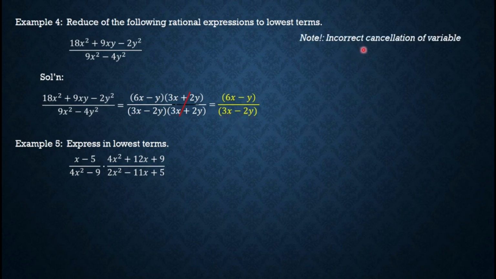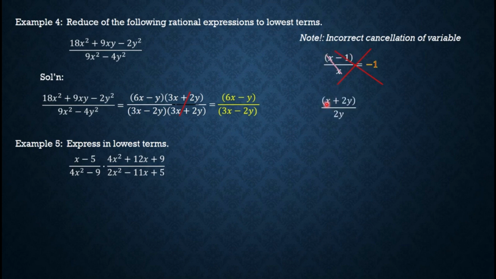So, note the incorrect cancellation of variables. For example, the quantity x minus 1 over x. Then, some students cancel the x in the numerator with the x in the denominator. So, the result is negative 1. So, that is wrong. You cannot cancel in x minus 1 over x because x minus 1 is a binomial.